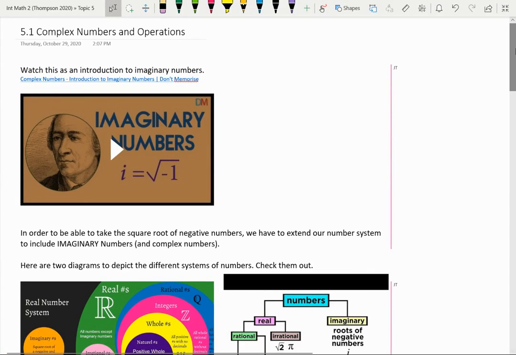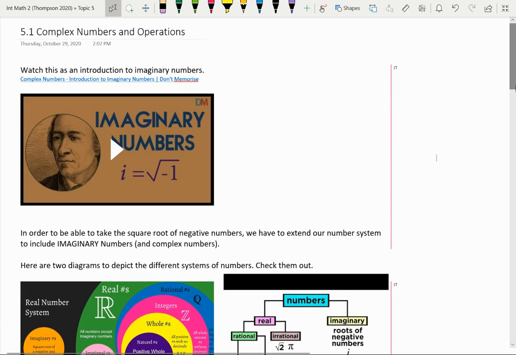Welcome to the notes on 5.1 complex numbers and operations. There is a suggestion that you watch this video called Complex Numbers Introduction to Imaginary Numbers. It is less than a 5-minute video and will give you a little bit of an overview of the new numbers that we're going to be talking about today.